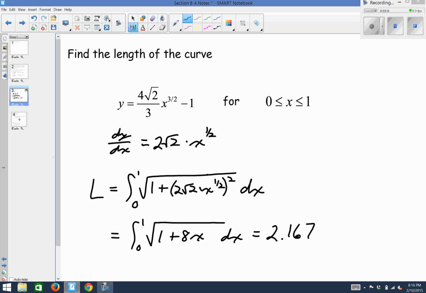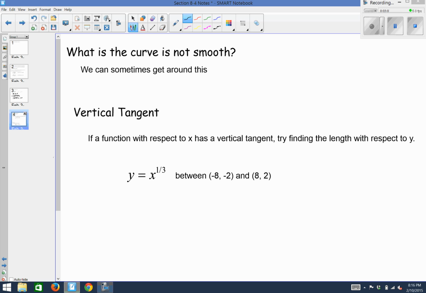Now, we do have some special cases we have to worry about here. What if the curve is not smooth, meaning vertical tangents, discontinuities, corners, or cusps? Now, to be honest with you, discontinuities, we can't really do much about. Those pretty much ruin things for us, but especially if it's a vertical asymptote. Vertical asymptotes we can't do anything with. Corners and cusps we can deal with. Vertical tangents we can deal with.